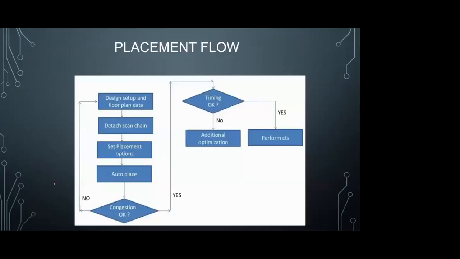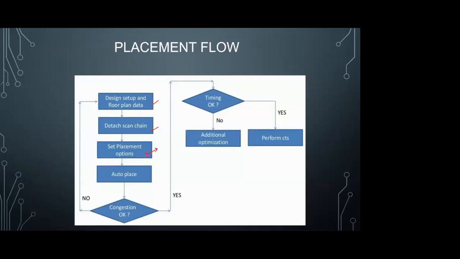So this is the basic placement flow. First we have to do the design setup, and then if there is a scan chain, right? Earlier we discussed that we insert the scan chain, which is helpful for testing purposes. We can detach the scan chain, which means we can remove it, because scan reordering will happen at the place stage. Then we can give some options.